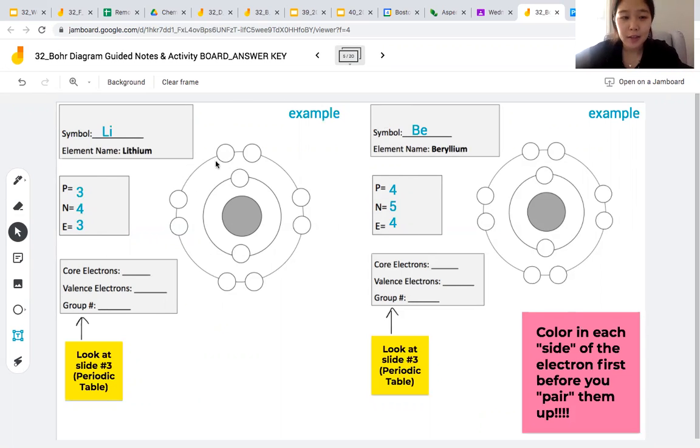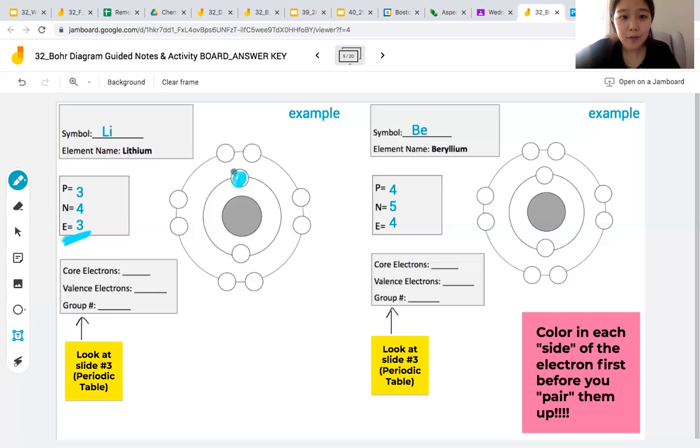So here we have lithium, and I already put the symbol for lithium, and I got the number of protons, neutrons, and electrons from the periodic table. And the next part is to color in. I provided a template for you to color in the number of electrons that you see for lithium. So I'm gonna get my highlighter, and it looks like I have 3 electrons in lithium. So I'm going to color 3 of the circles.